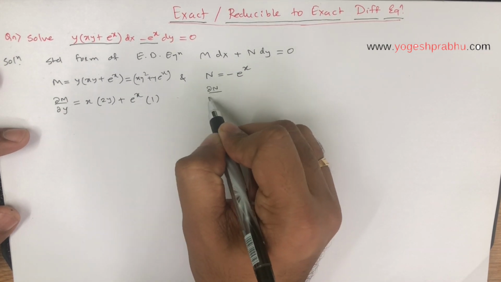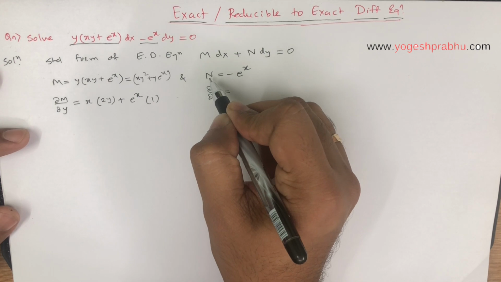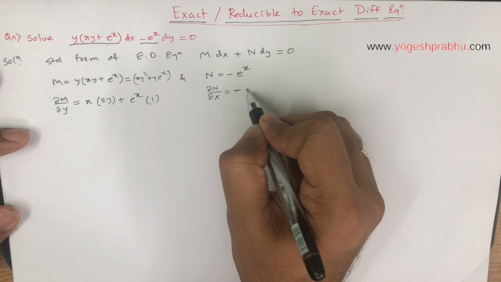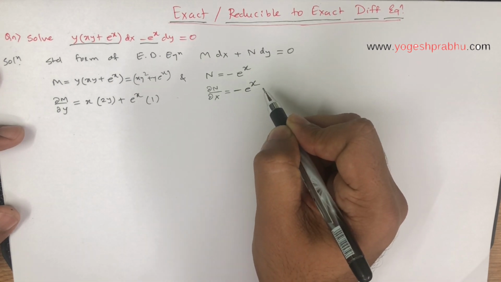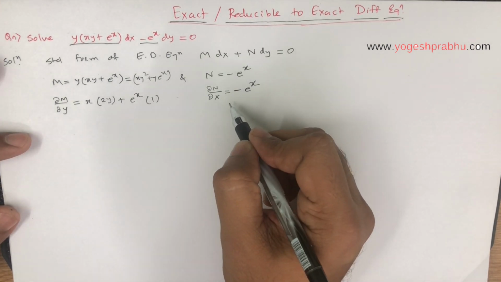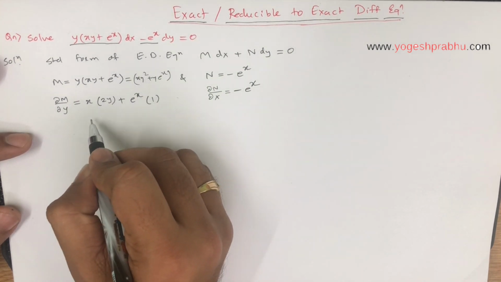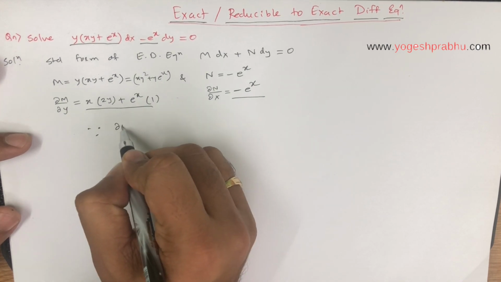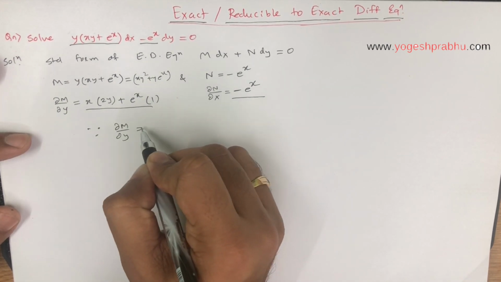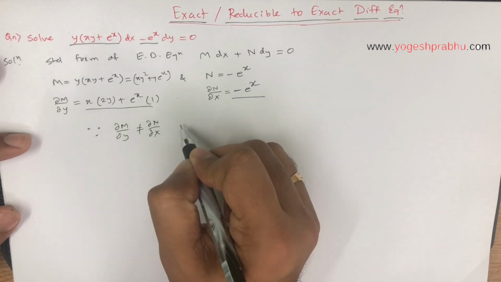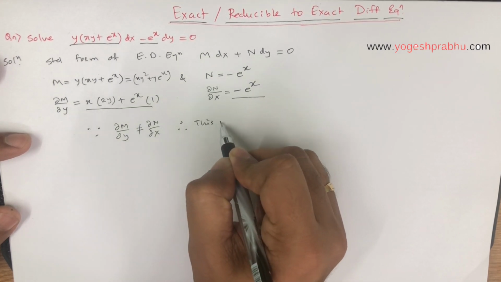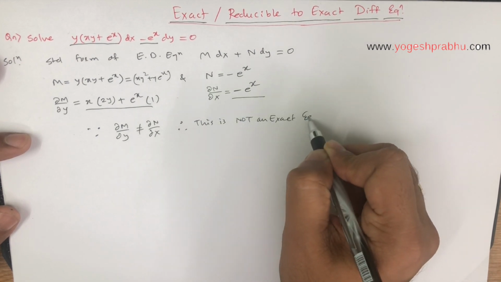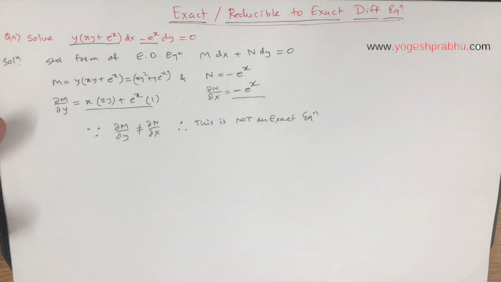Next we will find dou N by dou x, that is the partial derivative of N with respect to x. The minus sign will remain as it is, and the derivative of e raised to x is just e raised to x. Now as soon as you find dou M by dou y and dou N by dou x, the next thing you will do is check if these two are equal, and they are definitely not equal. So you say, since dou M by dou y is not equal to dou N by dou x, therefore this is not an exact equation. So we clearly know that this is not an exact equation.